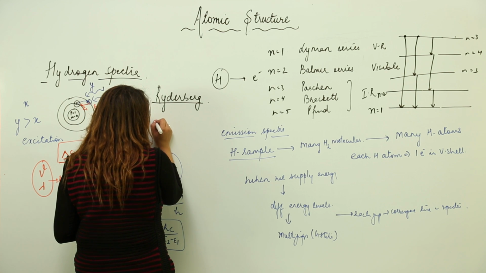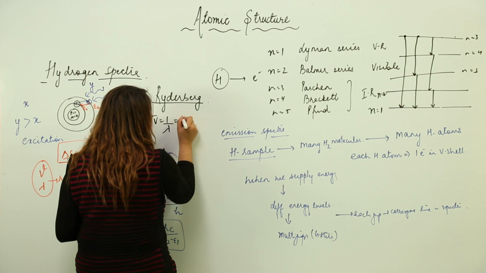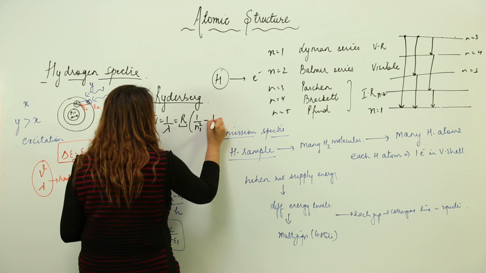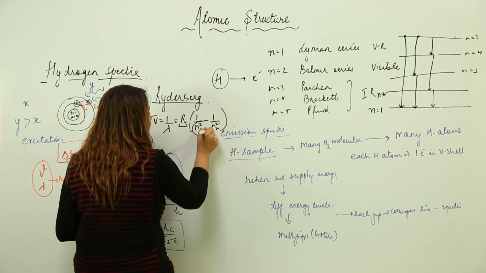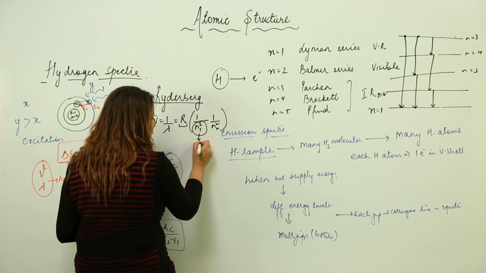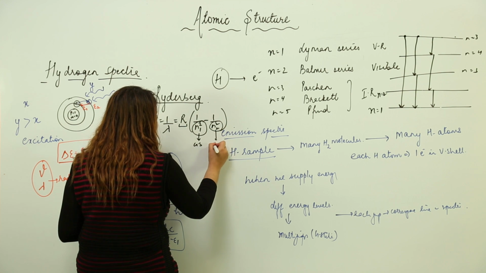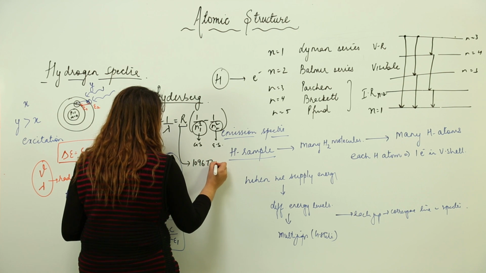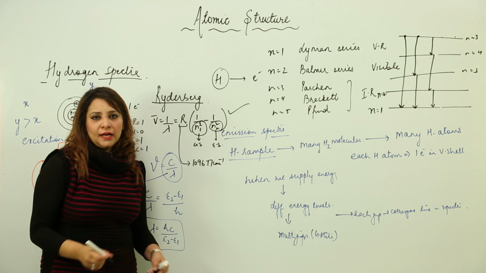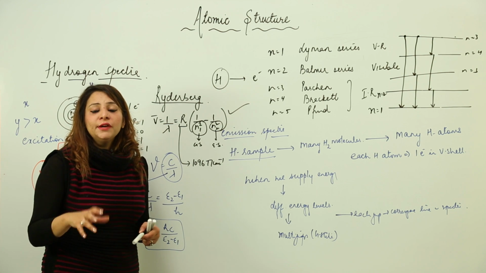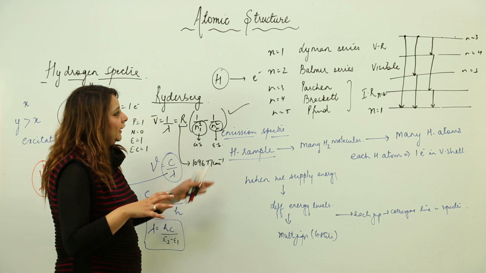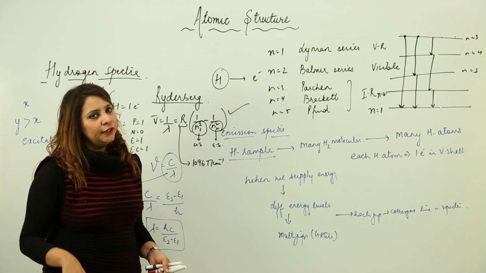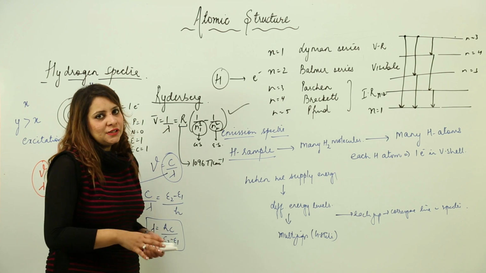It is wave number, which is equal to 1 upon lambda is equal to R, this is Rydberg constant, times 1 upon n1 square minus 1 upon n2 square. This n1 corresponds to the ground state, and n2 is going to be the excited state. And Rydberg constant is 109677 per centimeter. So this you are going to use as Rydberg formula in order to calculate the wavelength of the radiation occurring in any of the regions, whether it is Lyman, Balmer, Paschen, Brackett or Pfund. That means it is not limited to only Balmer. It is applicable to all kinds of series.